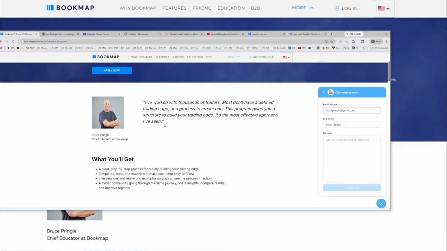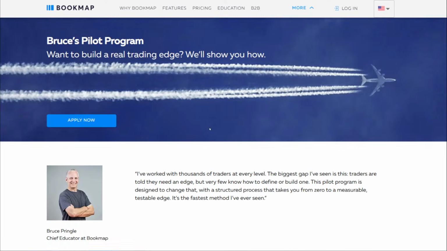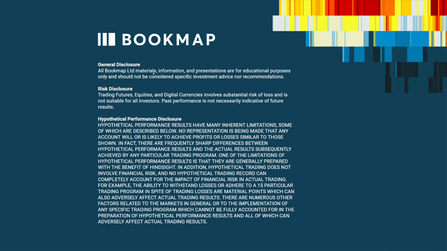This is the biggest gap that I've seen between those that are doing really well and those that are not. Okay? They don't have an edge, nor do they have a process to build it. All right, we have that process in a simplified manner.